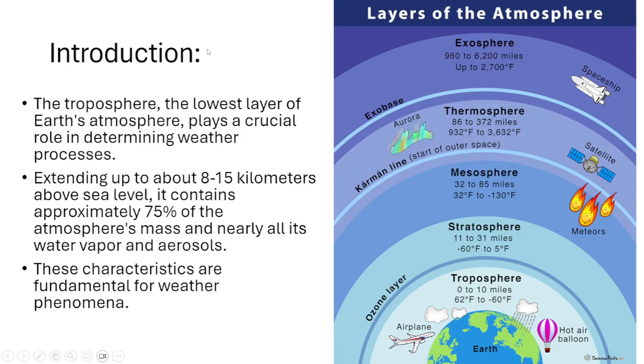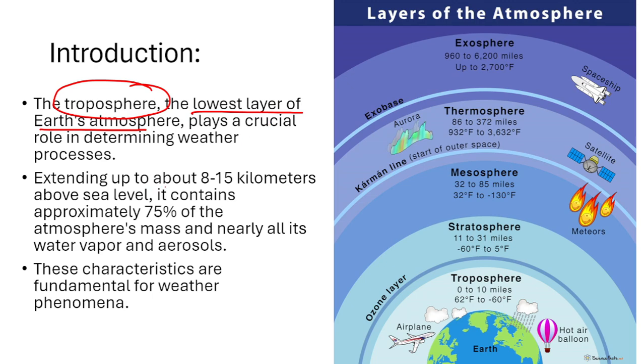So in introduction first, we will draw a diagram: troposphere, stratosphere, mesosphere, thermosphere, exosphere. Then in introduction we will write about this troposphere, which is the lowest layer of our Earth's atmosphere, which plays a crucial role in determining weather process. Because this is the theme, and the theme is troposphere, the tropospheric layer of atmosphere, that is why we will put the common word troposphere in all three parts, meaning introduction, main body and conclusion. So that is the first point.